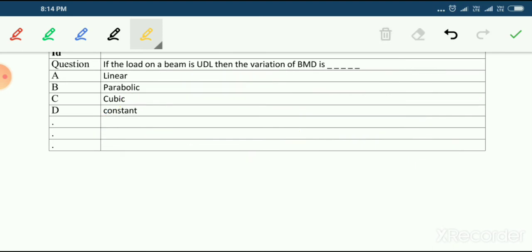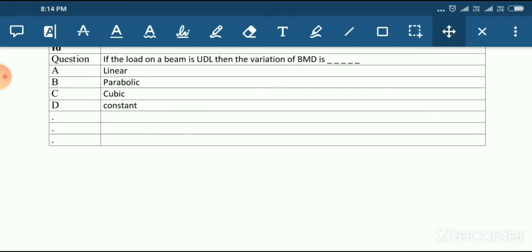For this question, which is the correct answer? If the load on the beam is UDL, the variation of BMD is asked, and that will be parabolic. I think B is the correct answer. Okay, we will move to the next question.